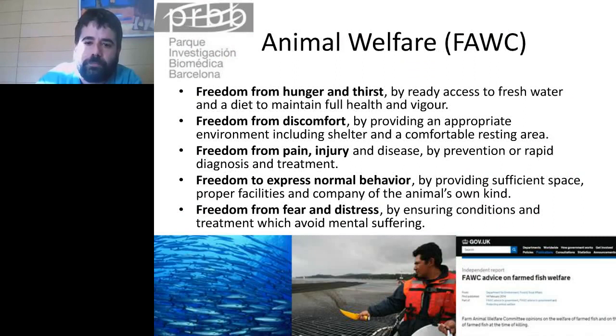First of all, we must define what is welfare, and you can find that there are many definitions going around. But I chose this one from the Farm Animal Welfare Committee in the United Kingdom. Mainly it says that there must be freedom from hunger and thirst, freedom from discomfort, from pain and injury, and freedom to express their normal behavior. Also, we must avoid what I call unwelfare. But if you think of fish, this definition is not directly translated to them, so we must adapt it.